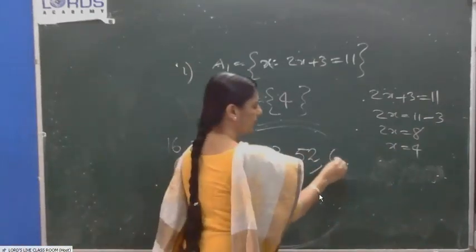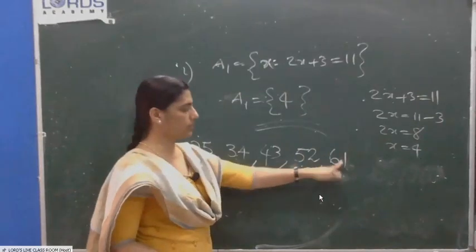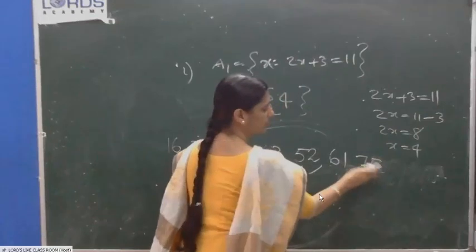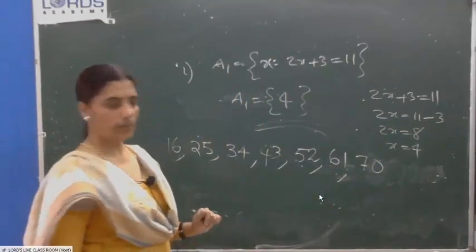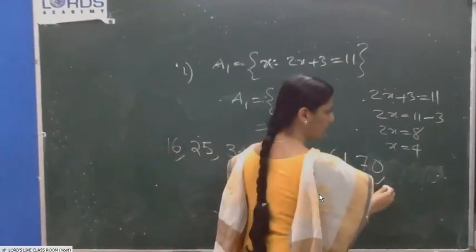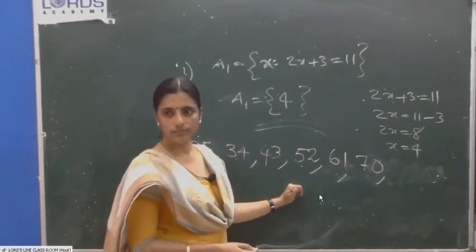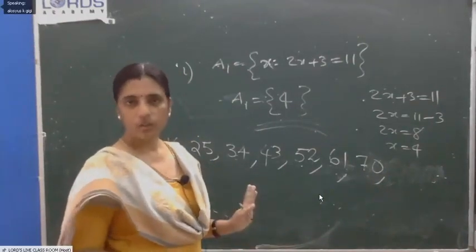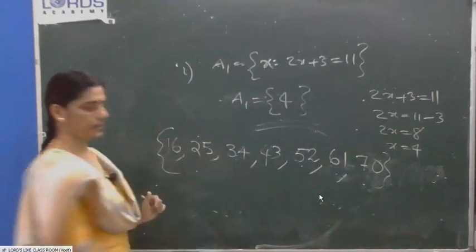Now 61, 6 plus 1, 7. 72. Oh, 75. Oh, 70. Total 7. In the 80s, anything? No, 80 itself. In the 90s anything? No. So that's over. This is the answer.